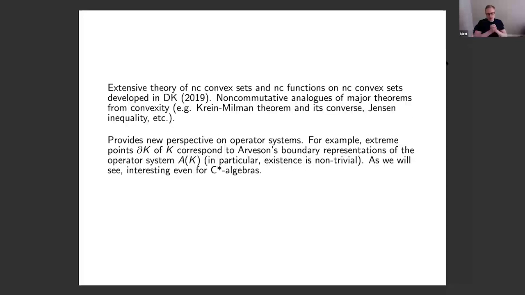And so just for one example, there's a very robust notion of extreme point for an NC convex set. And it turns out that this exactly corresponds via this dual equivalence to Arveson's notion of a boundary representation for an operator system. If you're familiar with the theory of boundary representations, it took quite a while to come up with a proof that they actually exist. So this tells you that, unlike the commutative setting, the existence of extreme points in the non-commutative setting is actually quite a non-trivial thing. Even in the case of a C-star algebra, the NC state space of a C-star algebra turns out to be an interesting object. And that's kind of the theme of the rest of my talk.